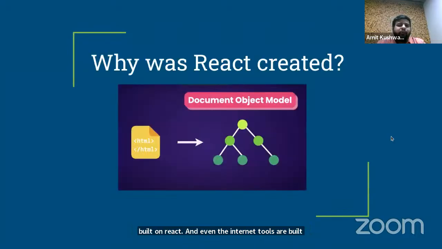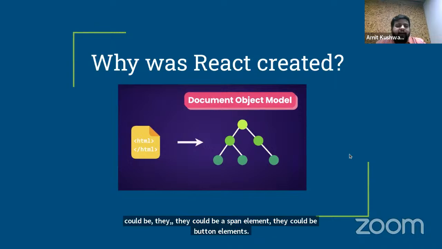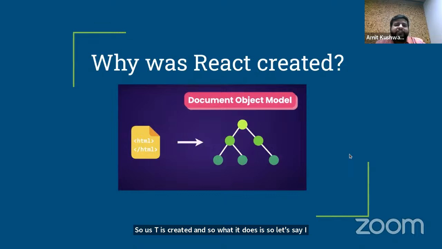So, if we talk about why React was created, as you can see, whenever a website is loaded, it loads the HTML file, and after that, it creates a document object model. This is nothing but a tree of all the elements that are there. There could be a div element, a span element, button elements. So a tree is created, and let's say I want to change something in this particular DOM tree.